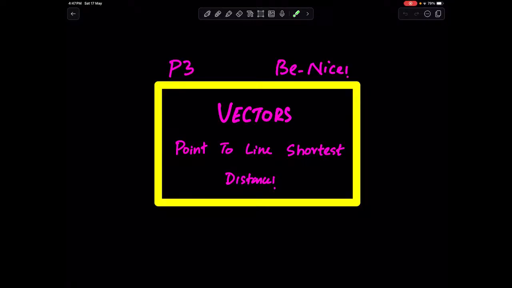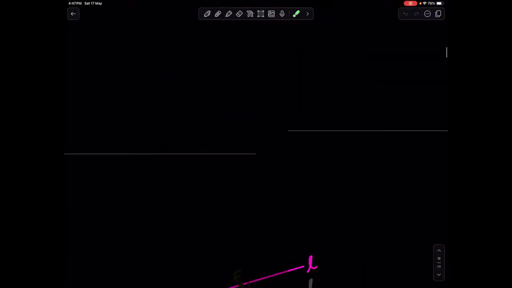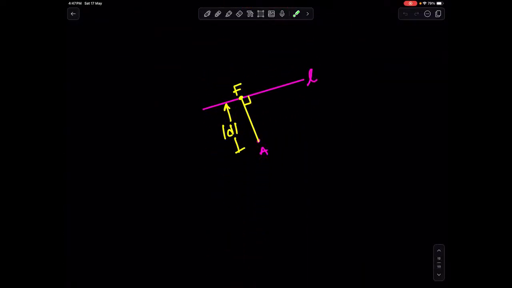This is a short lecture on vectors: point to line, shortest distance. An important advice: we should be nice to everyone. Now, how do we find the point to line shortest distance?